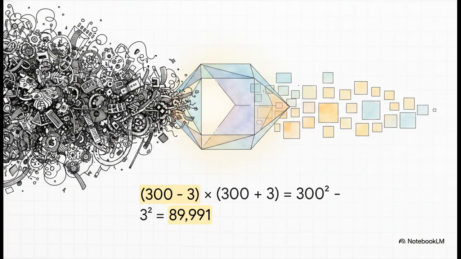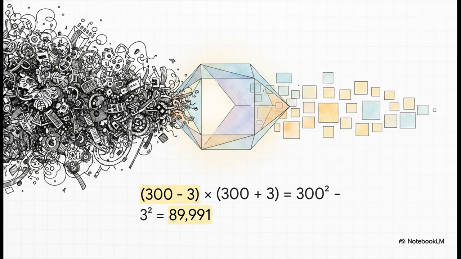This is where the magic happens, brilliantly illustrating the power of algebraic identities. We can rewrite 297 as 300 minus 3, right? And 303 is just 300 plus 3. This perfectly matches our difference of squares algebraic formula: (a minus b) times (a plus b) equals a squared minus b squared.